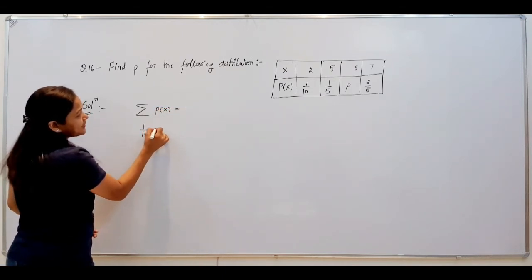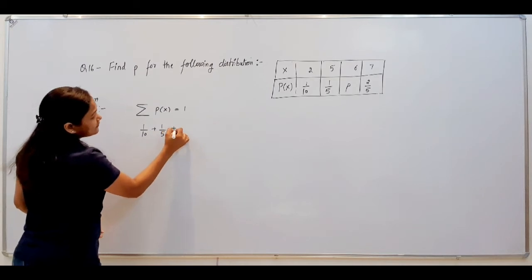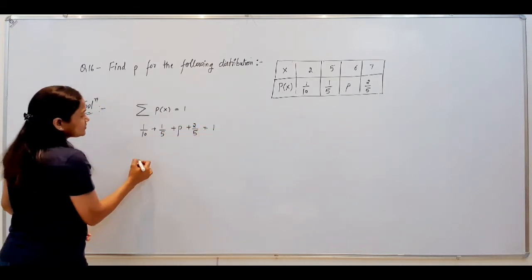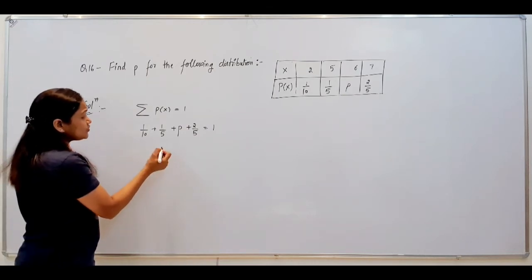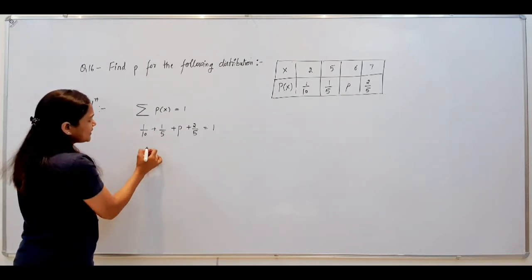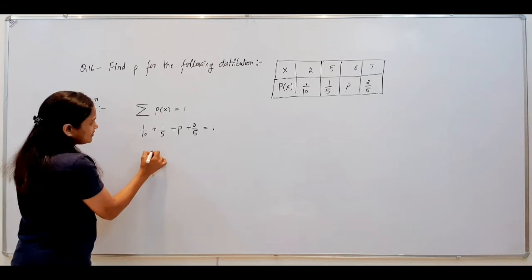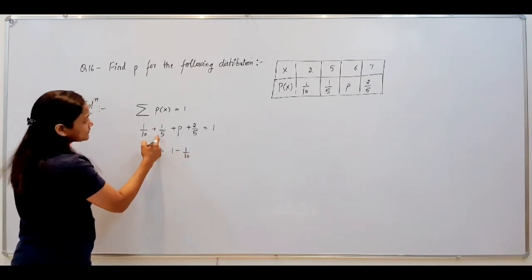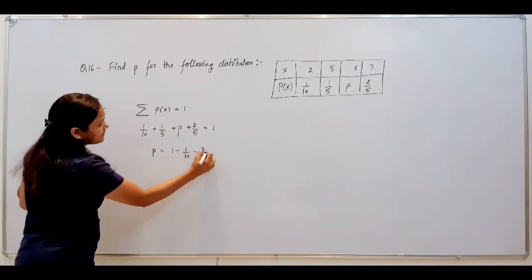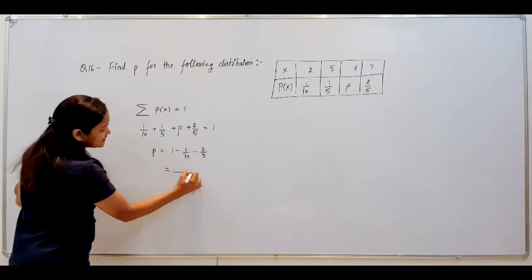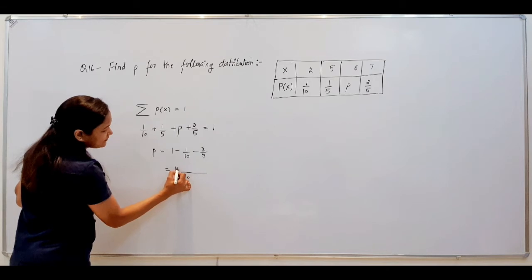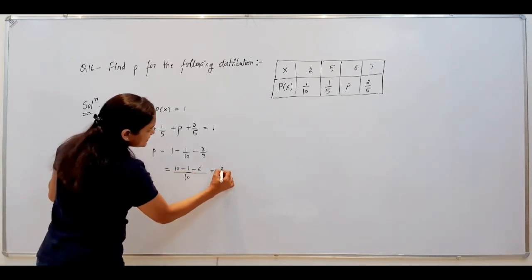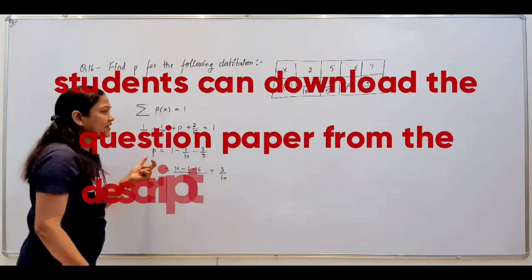So 1/10 plus 1/5 plus P plus 2/5 must be equal to 1. So this will be equal to 3/5. P is equal to 1 minus 1/10 minus 3/5. This is equal to 10 minus 1 minus 6 over 10. This is 3/10. So the value of P is 3/10.